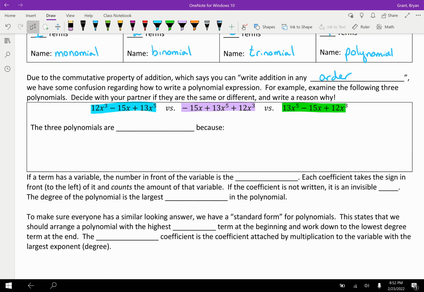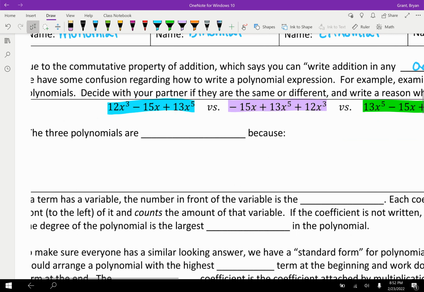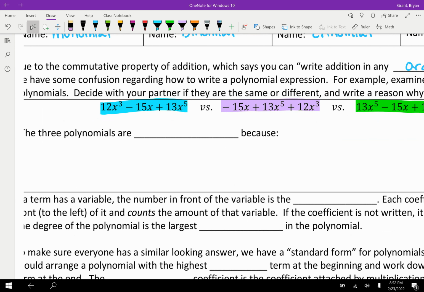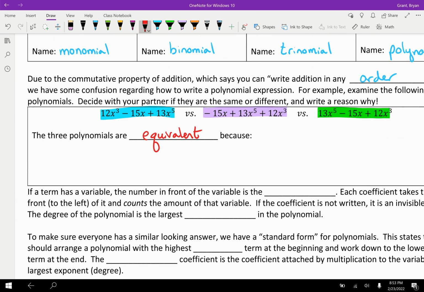All right, so in the past, I've found you guys do a really nice job with this, and you all pretty much decide the 3 polynomials are the same, or I'm going to use the fancy math word, equivalent. That means the same or equal. And then you do a great job of explaining why.